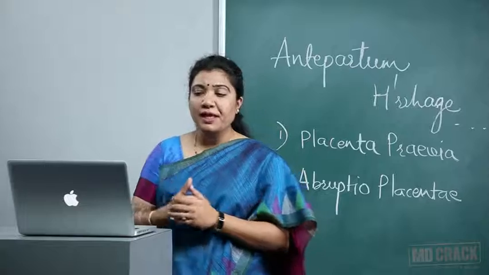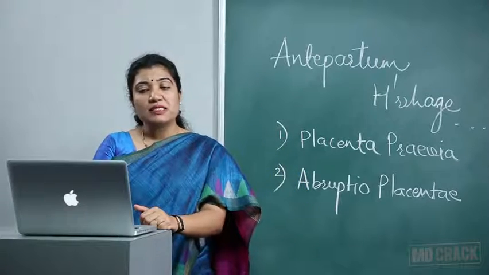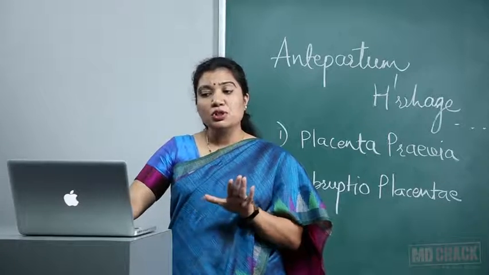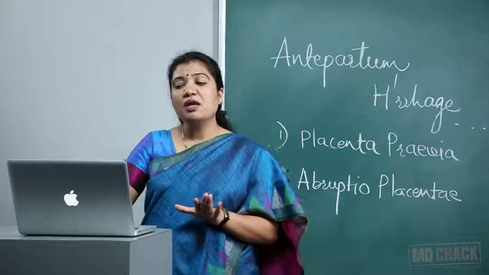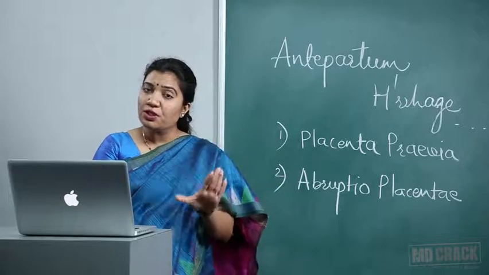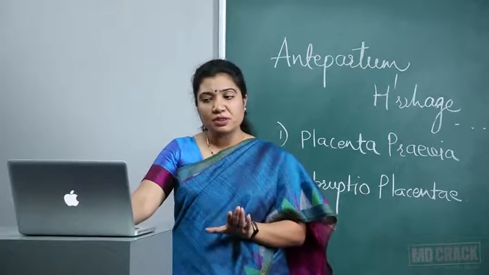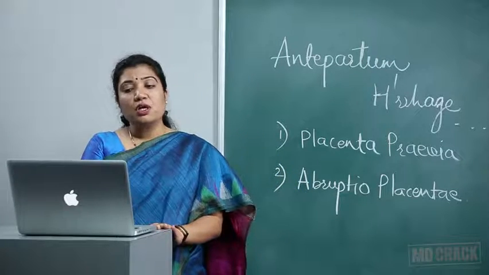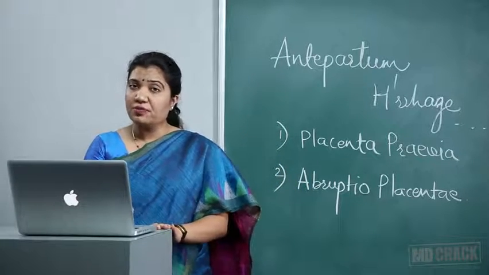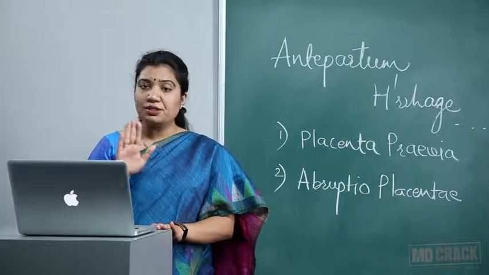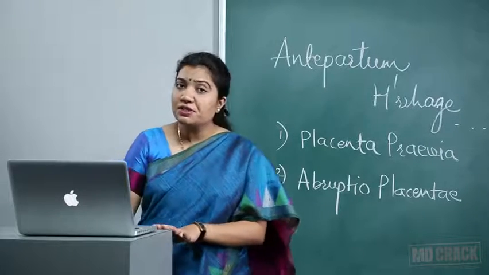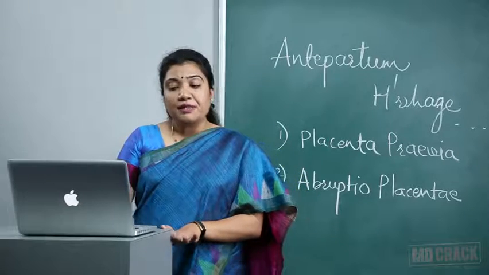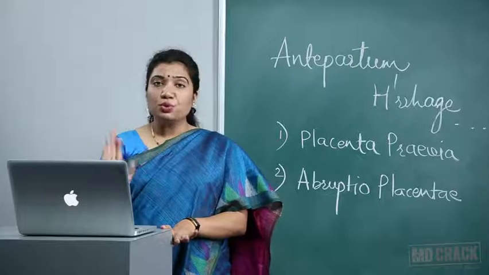So going back to the grading, in grade 1, external bleeding present, uterine tenderness present or absent, shock is absent, and fetal heart is good. That means the baby is in good condition, not much blood loss. Grade 2, external bleeding present or absent, uterine tenderness will be present, it will be ++. Shock is not here, but fetal distress can be there, or even fetal death can be there. Grade 3, there is fetal death as a rule.